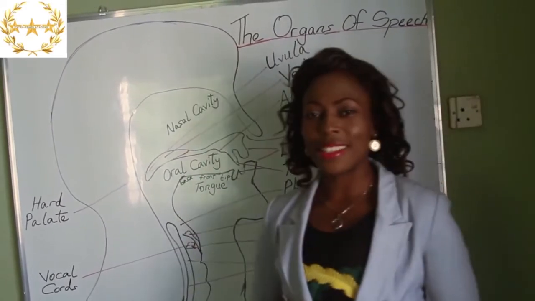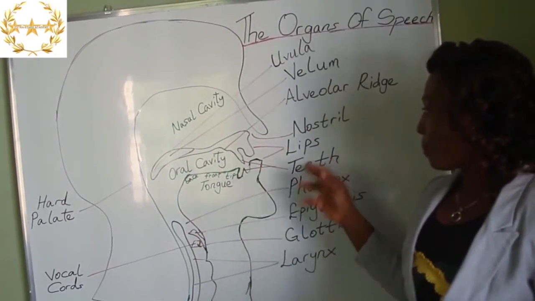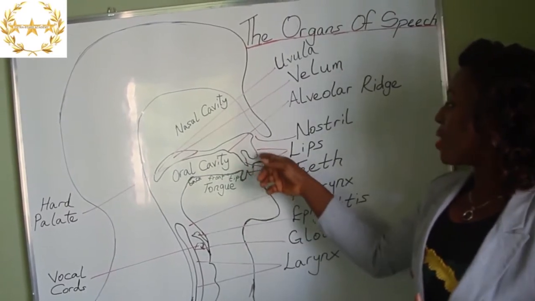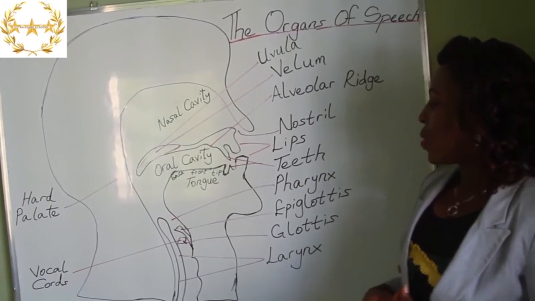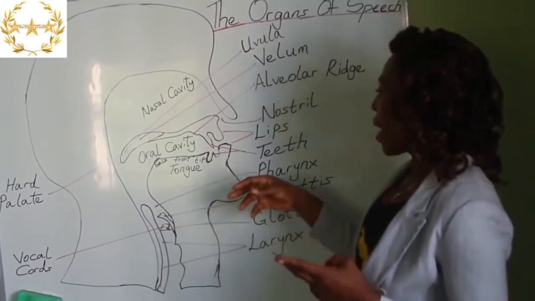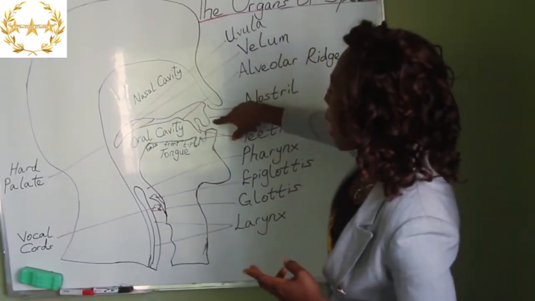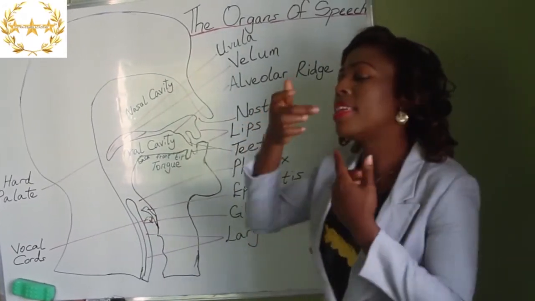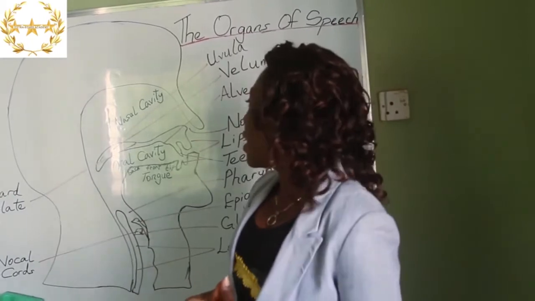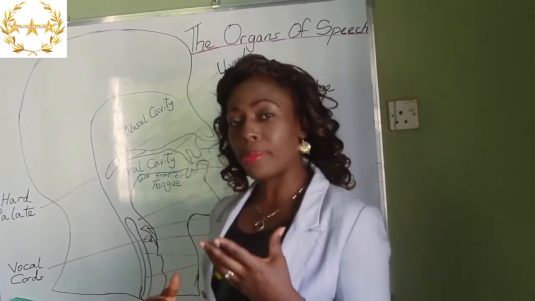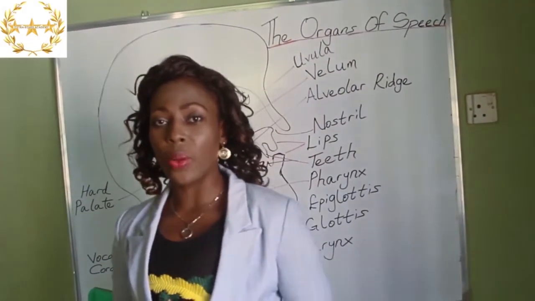Now let's get started. The lips. The lips are the two soft edges outside the mouth. They are divided into two. We have the upper lip and the lower lip. The lips could assume a number of shapes in producing speech sounds.